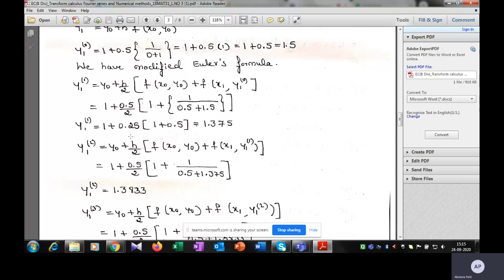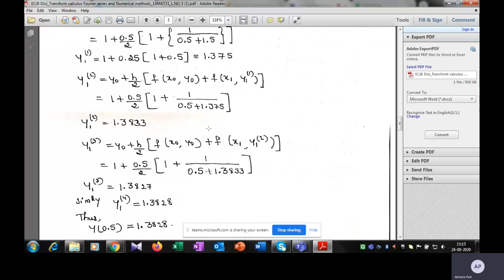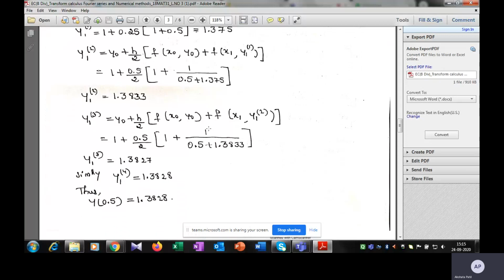Simplified, you will get 1 plus 0.25 into 1 plus 0.5. So we get y1 of first approximation as 1.375. Okay, now let us move to calculate the second approximation. The formula is y0 plus h by 2 into f of x0 comma y0 plus f of x1 comma y1 of first approximation, which means in this formula we use the preceding value of y1.